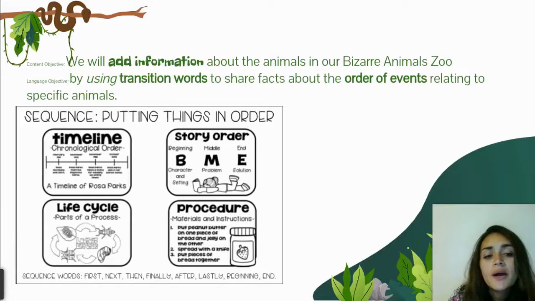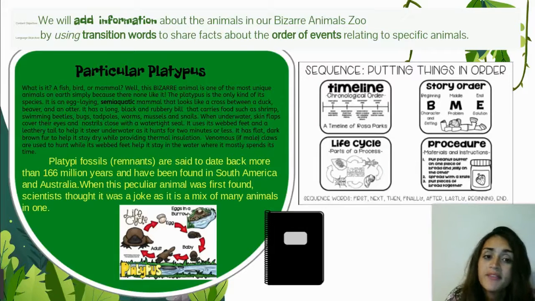Here's a chart that will help us write information by either including a timeline or a story order, a life cycle diagram, or some procedures. And I will make sure to use words like first, next, then, finally, after, lastly, beginning, and end. In my notebook, I have added 2 sentences to my animal letter sign to use the text structure sequence.